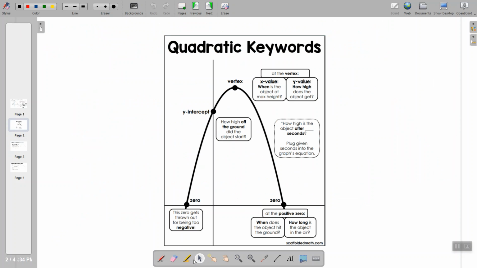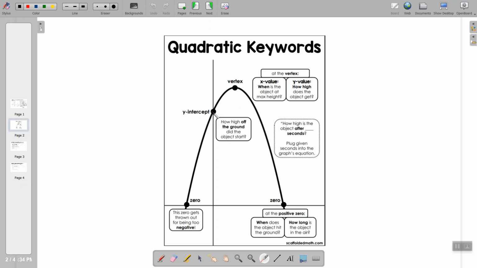Okay, in the last video we left off here with this graphic organizer about the important points on a projectile motion quadratic graph. Just as a little review real quickly, we've got all these XY ordered pairs. For the X, it is how many seconds or how much time has passed, and then the Y, the output, is after that many seconds have passed, what is the height?